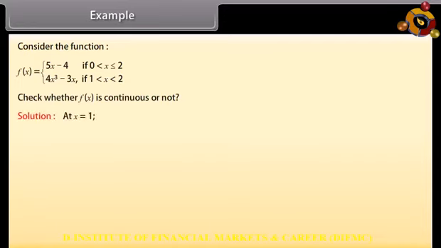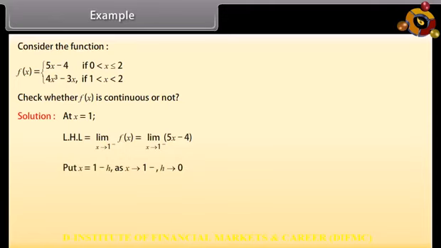Solution. At x = 1. Left-hand limit is equal to limit x approaches 1 minus f(x), which is limit x approaches 1 minus 5x - 4. Put x = 1 - h. As x approaches 1 minus, h approaches 0. Therefore, left-hand limit is equal to limit h approaches 0 of 5(1 - h) - 4, which is 5(1 - 0) - 4 = 1.